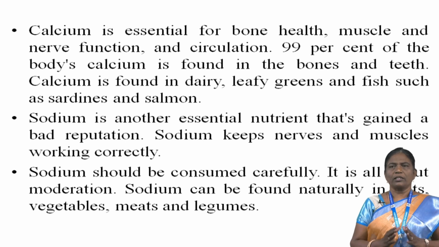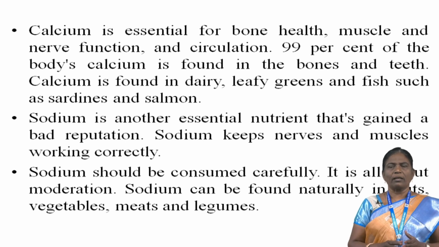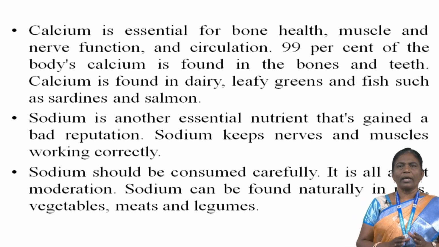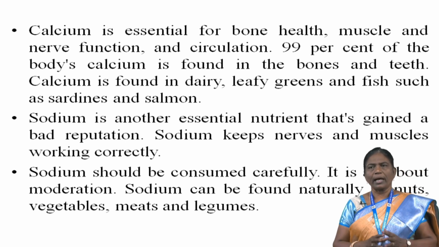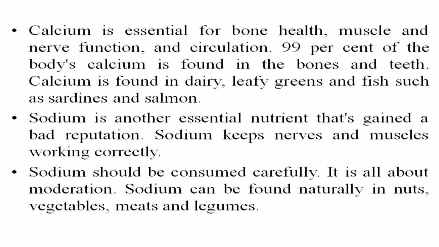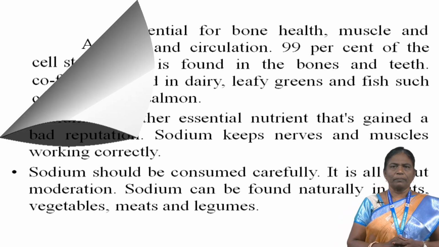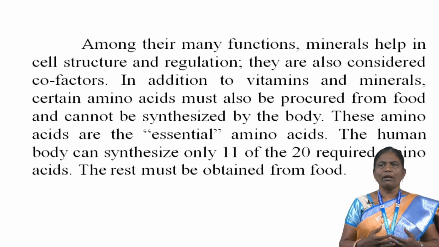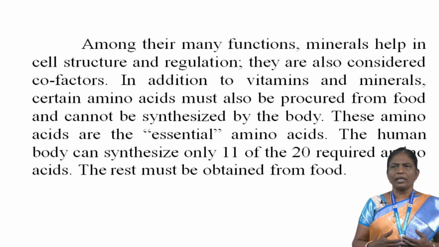Sodium is another essential micronutrient that's gained a bad reputation. Sodium helps nerves and muscles work correctly. Sodium should be consumed carefully. It is all about moderation. Sodium can be found naturally in nuts, vegetables, meats and legumes. Among their many functions, minerals help in cell structure and regulation. They are also considered cofactors.